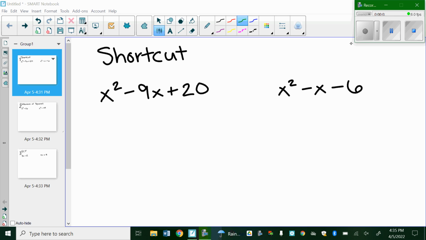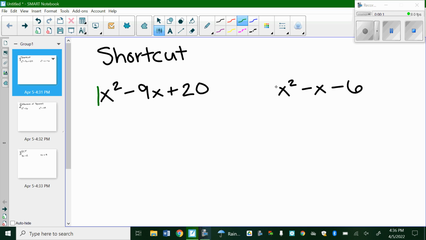I want to go over a few of our factoring methods real quick here just so that you have some of these to reference. So our shortcut method, this only works when a is equal to 1, so this number out in front of x squared is 1. From here, I am looking at my factors of 20 because I would normally multiply 1 times 20. 1 times 20 is just 20. So I'm going to list my factors of 20.